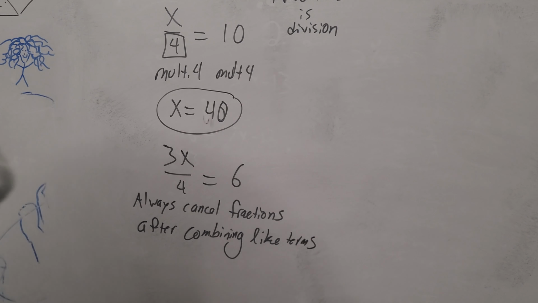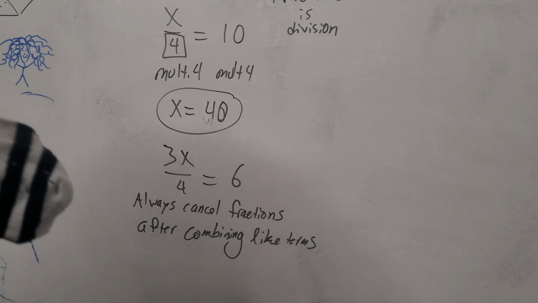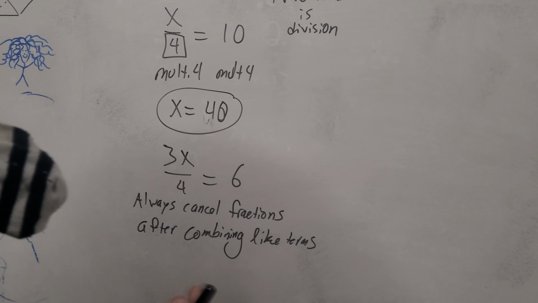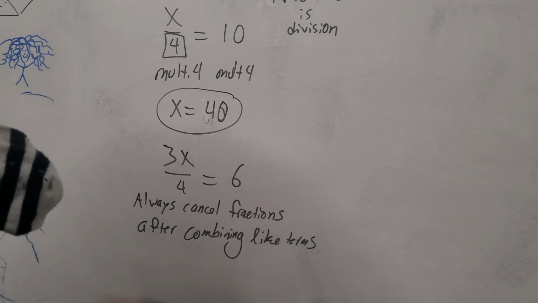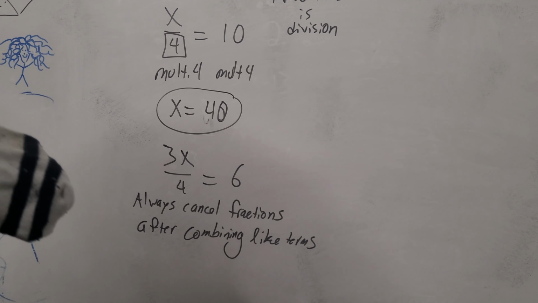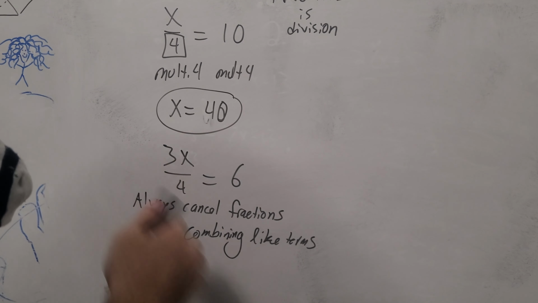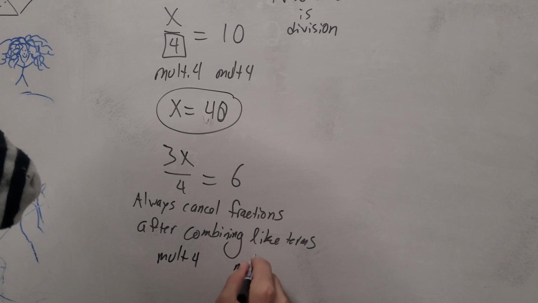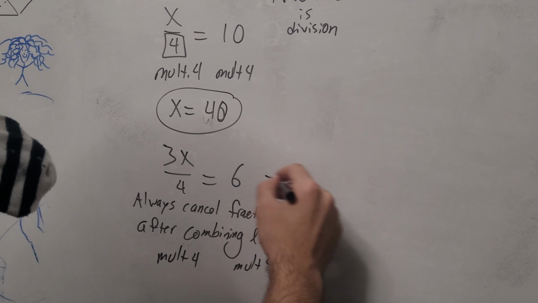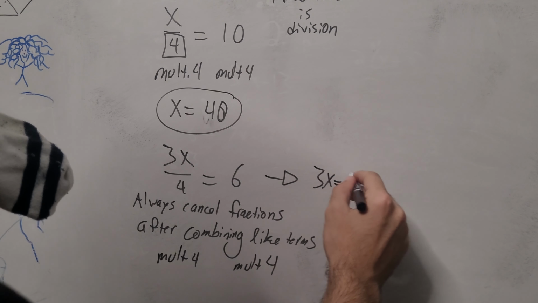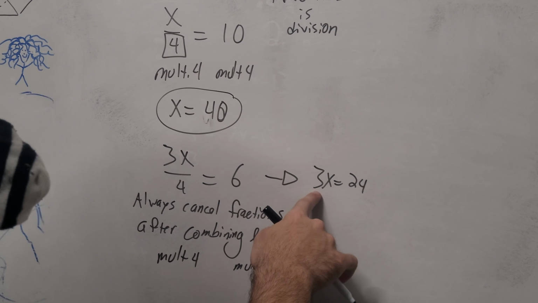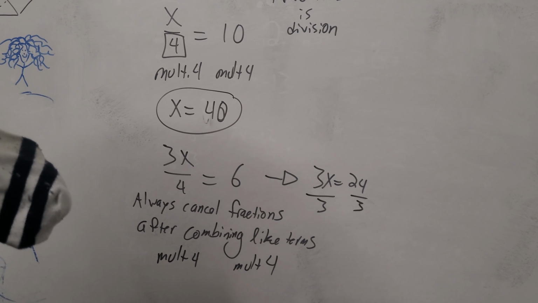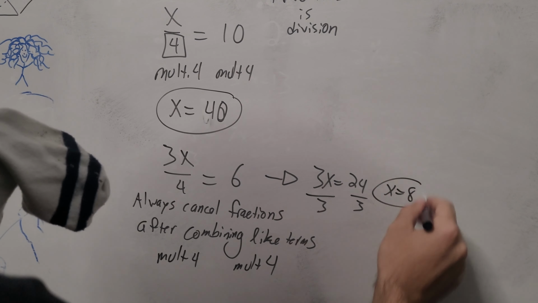As I mentioned earlier, you always want to combine like terms first. Always, always, always. So now that we are in a situation where there are no like terms that we can combine any further, the next step is to eliminate this fraction by multiplying both sides by 4. All right, so that's going to give us 3x equals 24. And now what? Well, we know that we have 3x, that's multiplication, so we have to do the opposite. We have to divide. We get x equals 8.